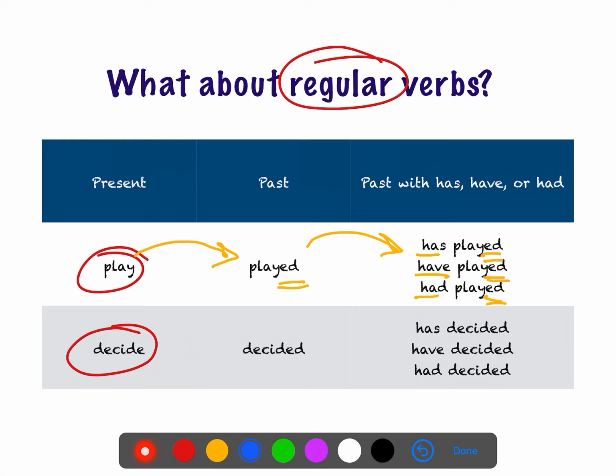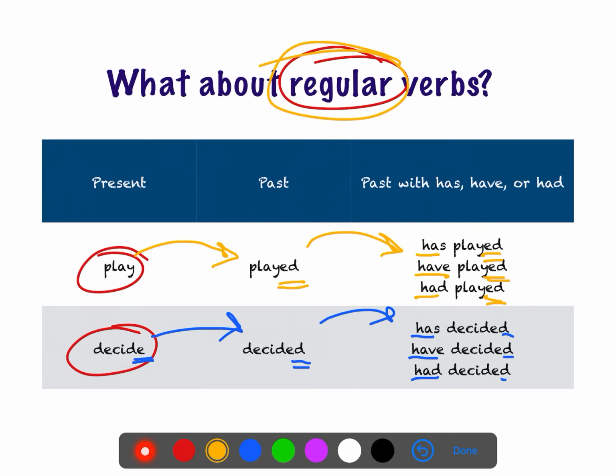In the case of using the verb decide in the past, I just add d to the ending because it's already ending with the letter e. And if I want to change it to the past with one of these helping verbs like has, have, and had, I just add d to the ending of it. Remember, this is the case of regular verbs.